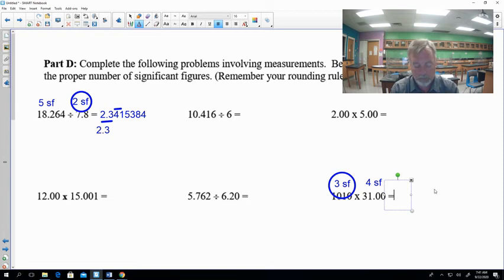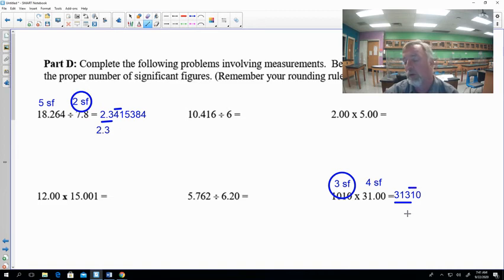1010 times 31.00, and we're going to get 31310. That's what our calculator tells us. And we're only allowed to keep 3 sig figs. So we're going to look at those 3 sig figs. There they are. There's our 313. The next digit tells us what we're going to do. The 1 tells us we round down.